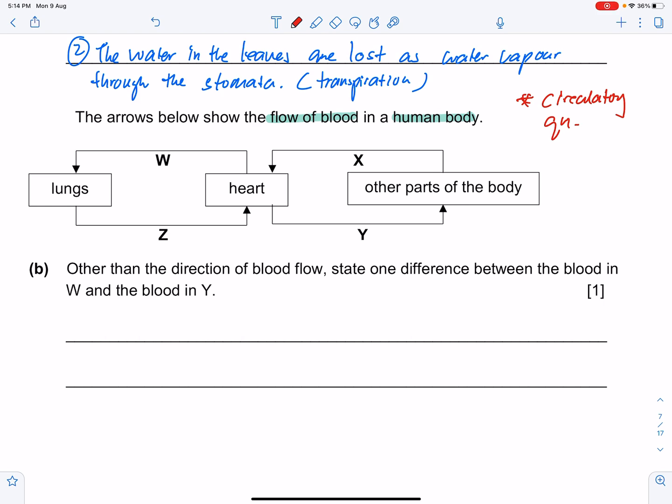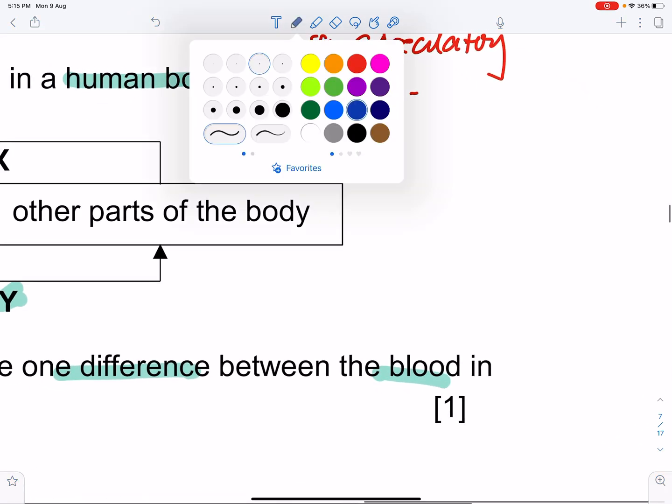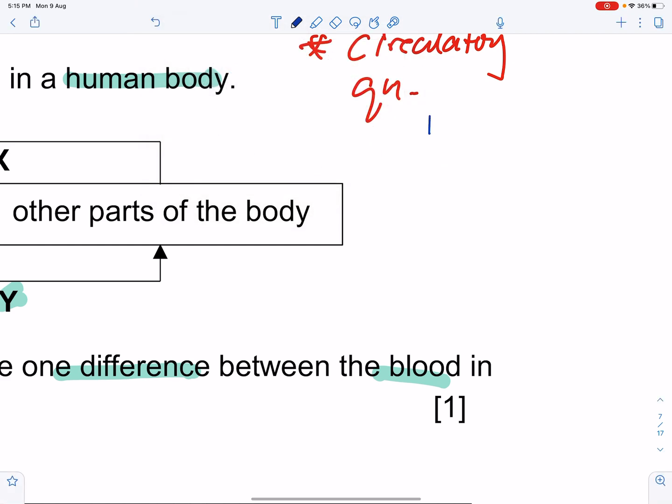So let's see. Other than direction of blood flow, state one difference between blood in W and blood in Y. W and Y. Okay, so this is a very typical question. They are actually asking you about the composition of the blood. So what can be different? Usually we look out for these few factors. Give me a minute, let me just change it a bit thinner. So differences in blood. What are the few things that we can look out for?